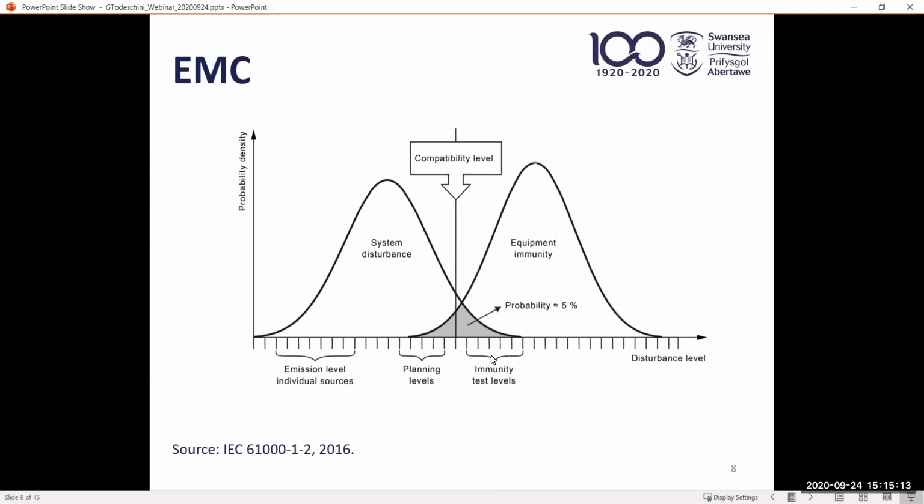The last thing I just want to emphasize in this graph is that system disturbance and equipment immunity are defined allowing a 5% probability of overlap, because it's not practical to define a system that is 100% resilient. So we allow, in general, this 5% probability here.